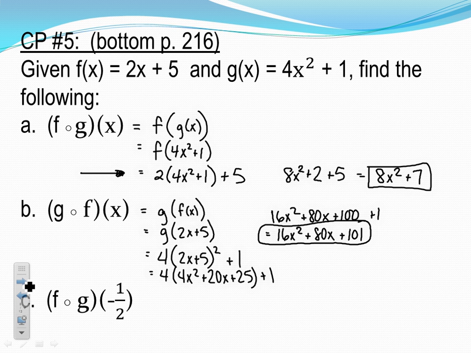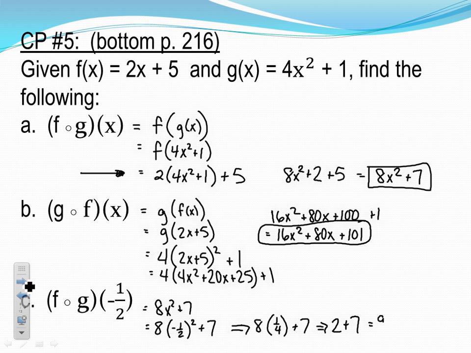Now the letter C checkpoint asks us to evaluate f composed of g at x of negative 1/2. So go back up to f composed of g. That one we got 8x squared plus 7, remember that one? Okay, so now insert the given x value. Negative 1/2 times itself, negative 1/2 times negative 1/2, is 1/4. Eight times 1/4 is 2. Which gives us an end result of 9.